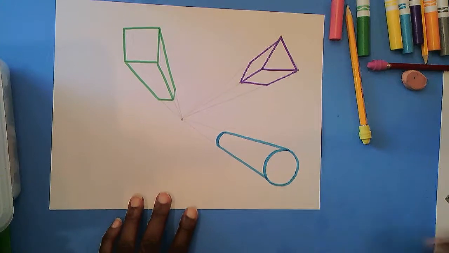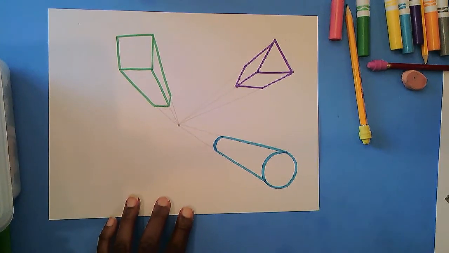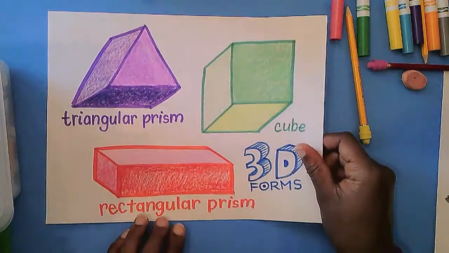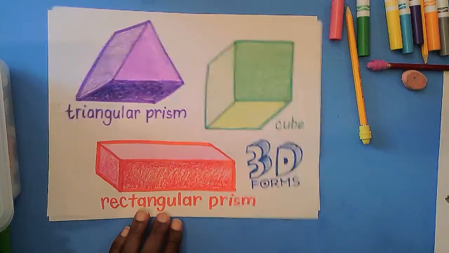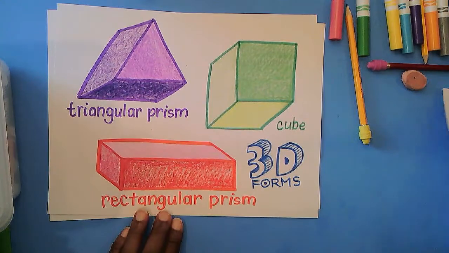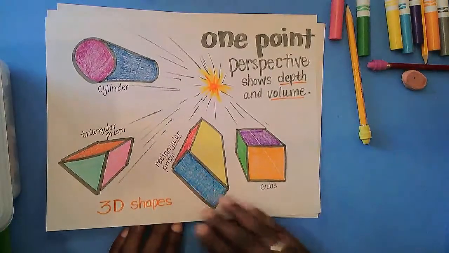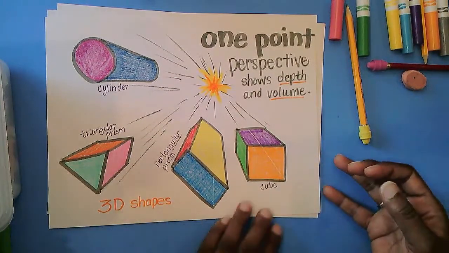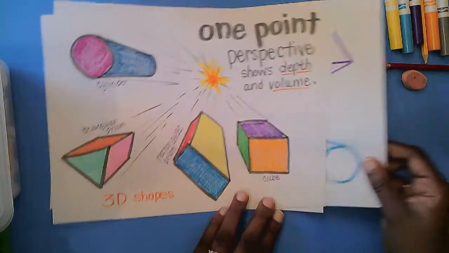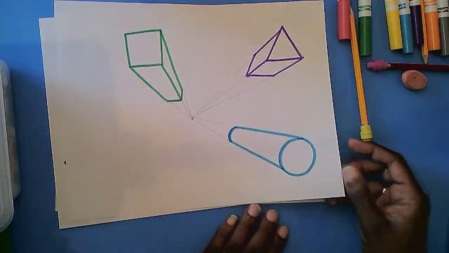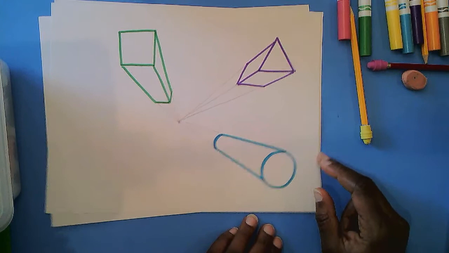I hope you had fun today with me. I surely enjoyed you. Keep practicing your three-dimensional forms, your three-dimensional shapes. Keep practicing your 1 point perspective. And remember, the name of the game is to have fun. I want you to have fun with this and learn something new.